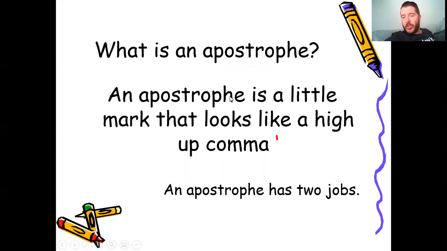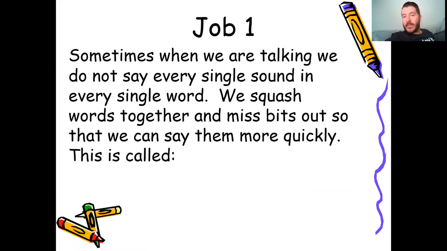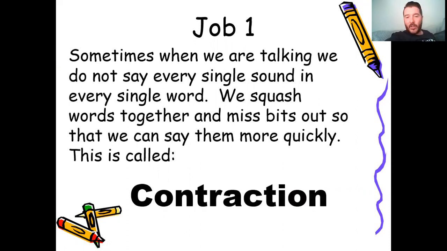Now, an apostrophe has two jobs, and we're only going to be learning about one of those jobs today. We're going to be learning about job 1, which is sometimes when we're talking, we do not say every single word, every single sound in every single word. We squash words together and miss bits out so that we can say them more quickly. This is called contraction. Basically, that's when we get two words and we contract, make smaller, we squash them together and little bits pop out. Okay?